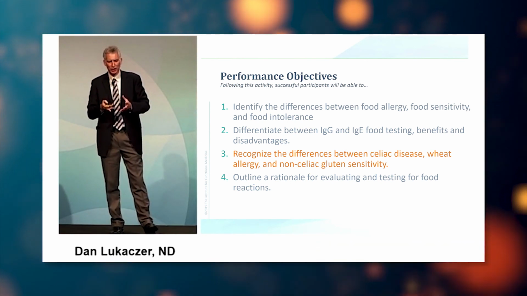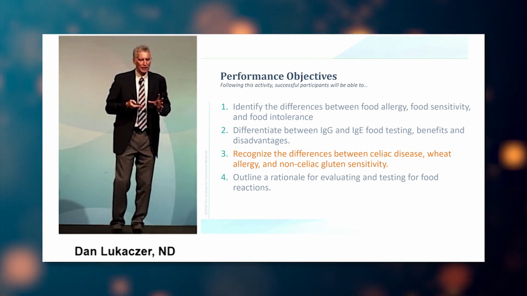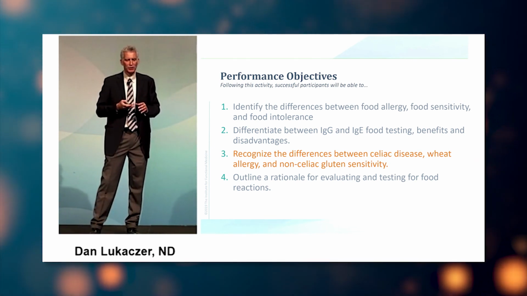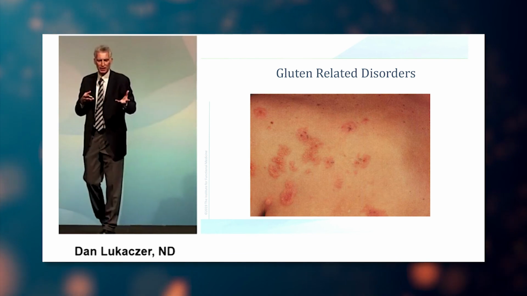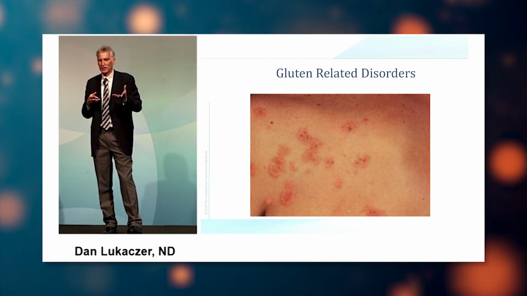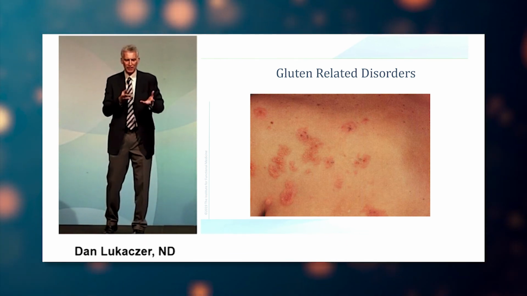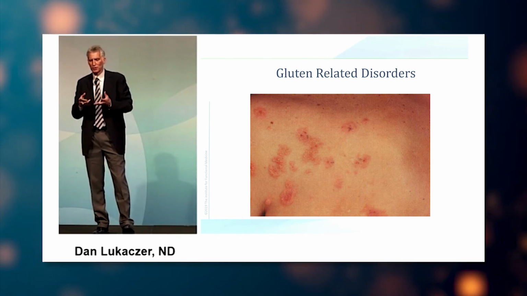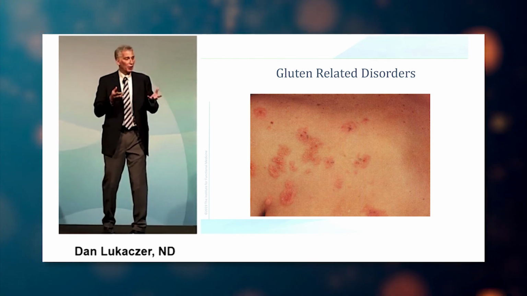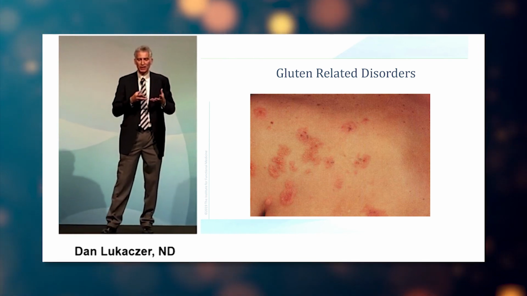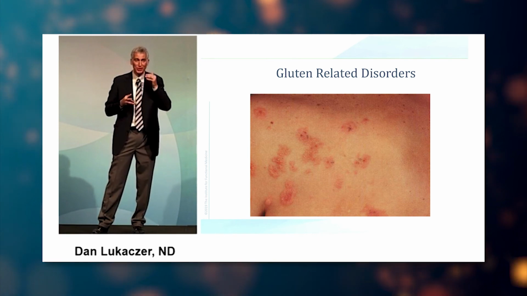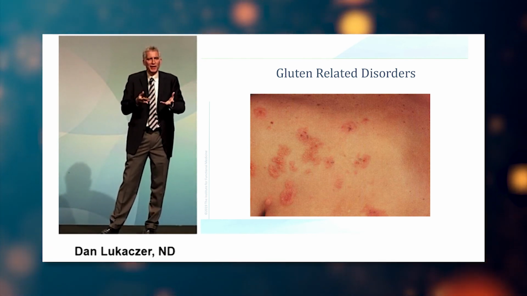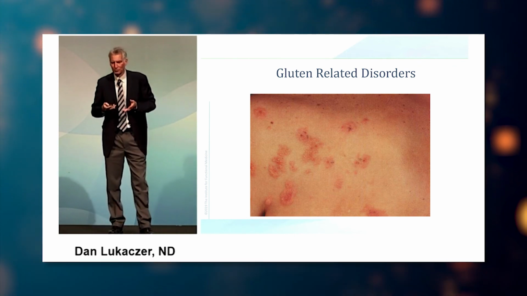So now I want to talk about celiac disease, wheat allergy, and non-celiac gluten sensitivity. Here is dermatitis herpetiformis. This is what that looks like. Gluten can manifest as an immunological disorder, an allergy, an autoimmune disease, and apparently as a food intolerance as well. So there are a lot of different reactions to this complicated kernel of wheat.